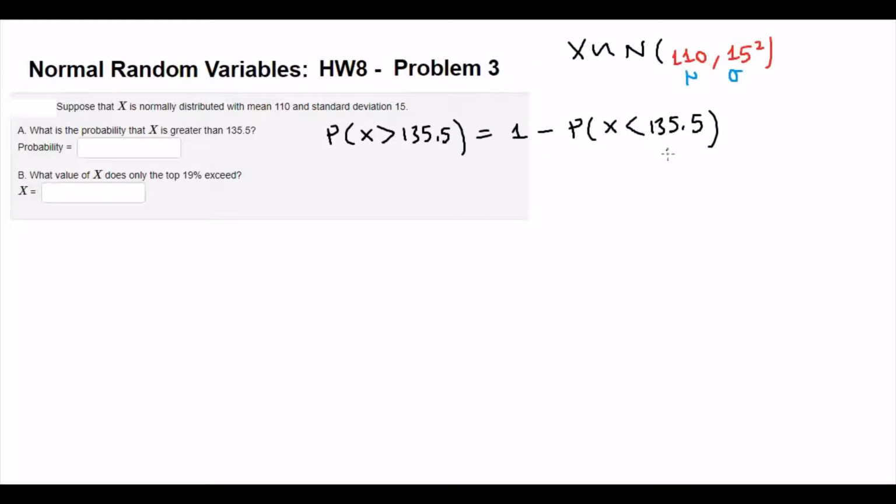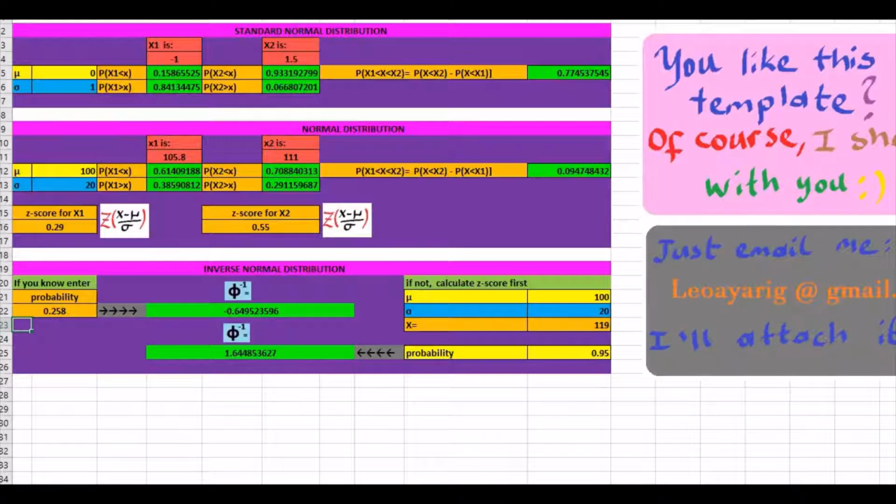Since we set up our calculator already, we don't need to compute x less than 135.5 and subtract it from 1. We can directly plug into our calculator: x is greater than 135.5. So let's go to our Excel calculator again and click here. This time we have to write our parameters. Mu is 110 and our sigma is 15.